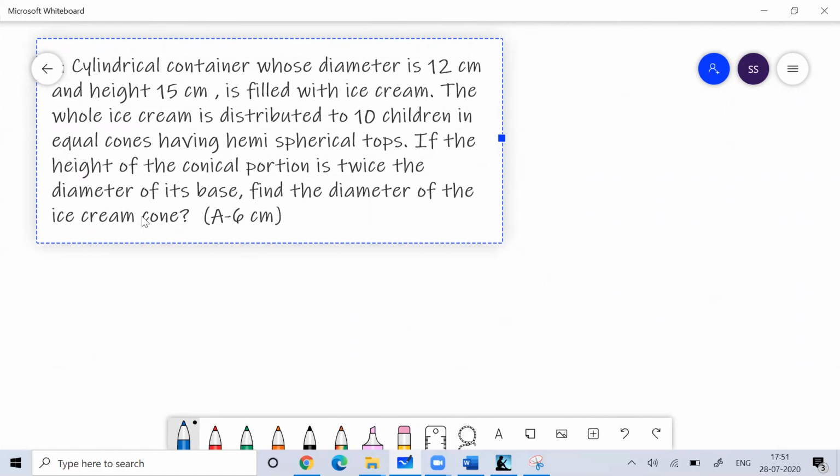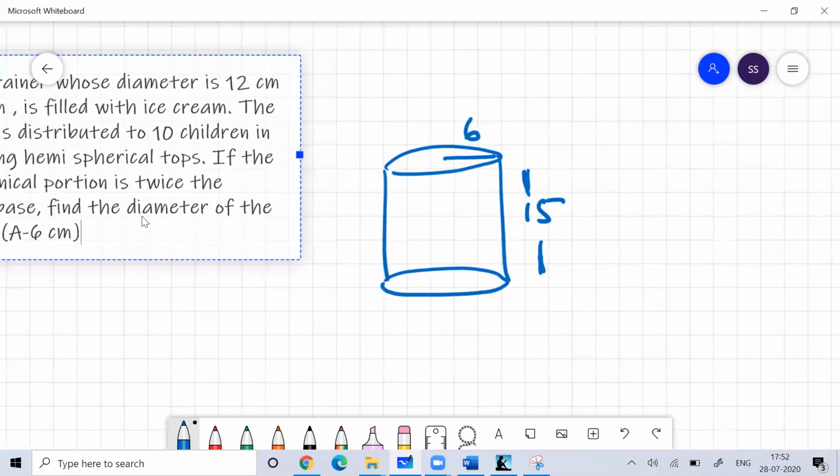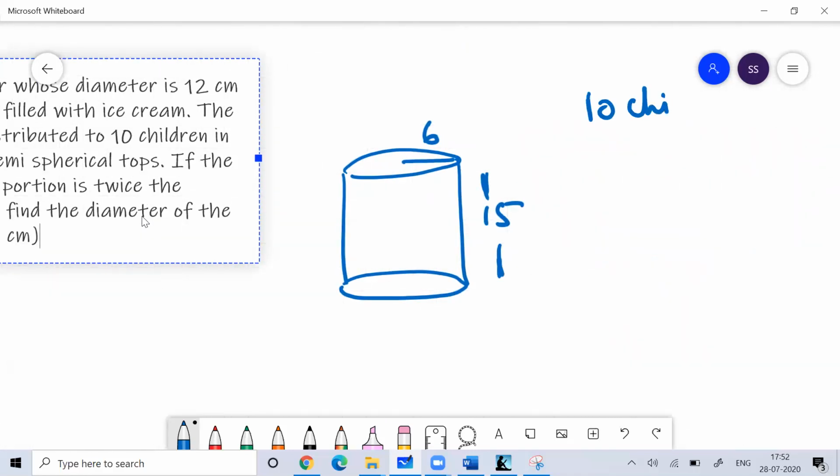A cylindrical container whose diameter is 12 centimeter and height 15 centimeter. The container, whose diameter is 12 and height is 15, is filled with ice cream. The whole ice cream is distributed to 10 children in equal cones having hemispherical top. So you're giving to 10 children this ice cream, which is like the ice cream. This is ice cream.